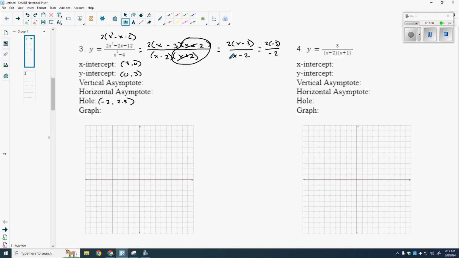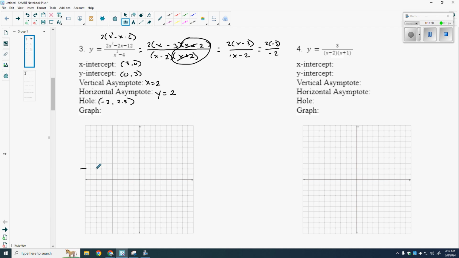Vertical asymptote. Value for x that makes the bottom 0. X equals 2. Degree of the top is a 1. The degree of the bottom is a 1. They are the same. It's the ratio of the leading coefficients. 2 over 1. My horizontal asymptote is y equals 2.